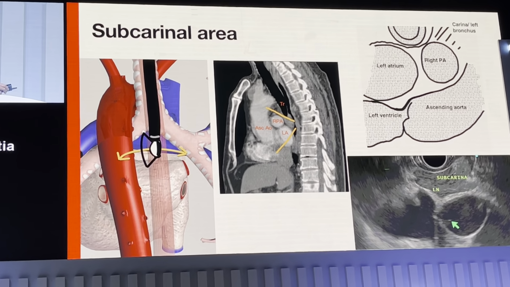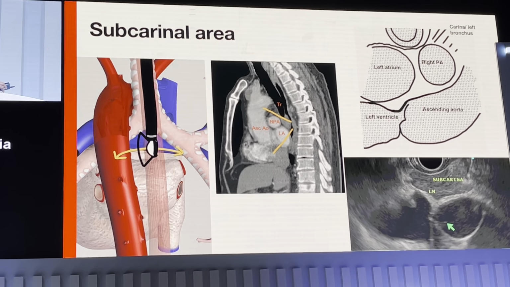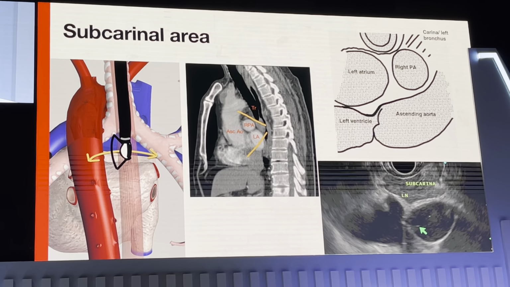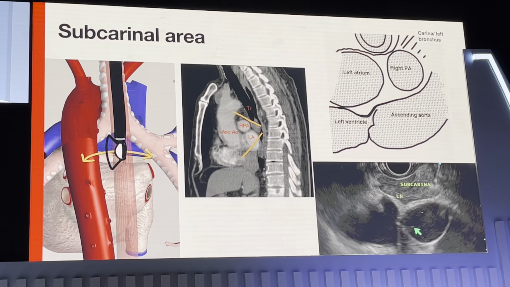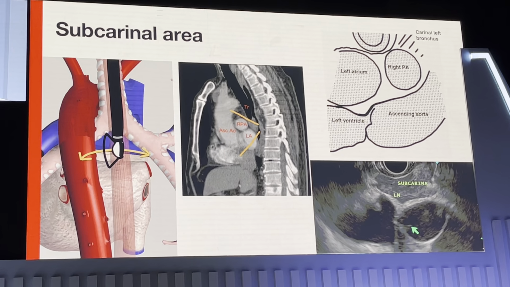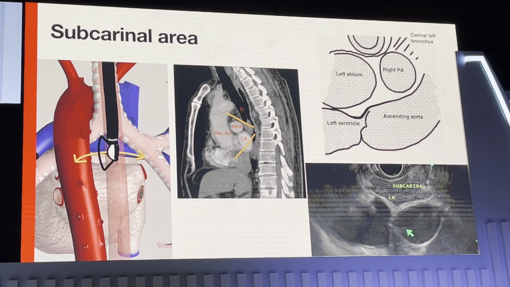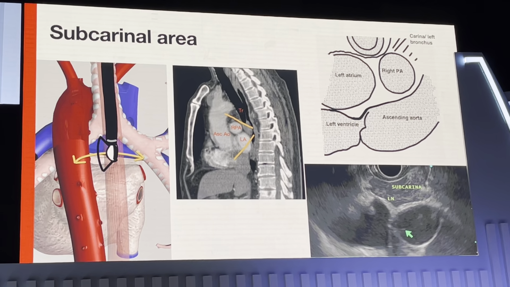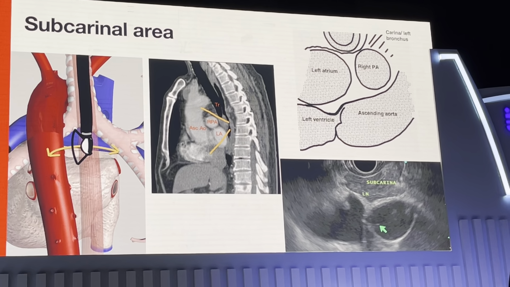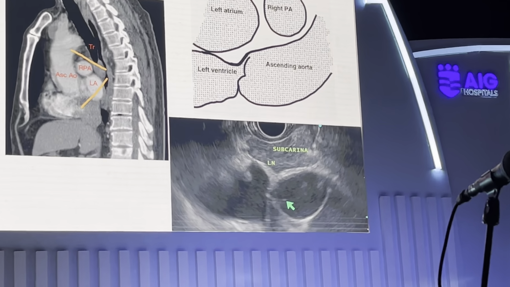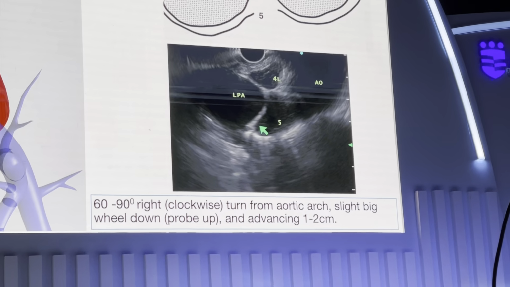So this is the exact replica that you see on the EUS linear imaging. The upper part is formed by the right pulmonary artery, the lower part is formed by the left atrium, and the reverberating tracheal rings or the end of the trachea comes on this side. So this is the subcarinal space, or ATS station 7.